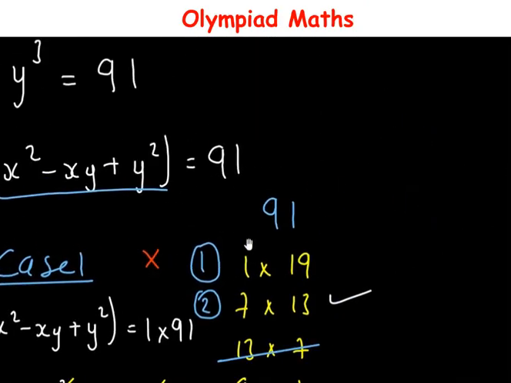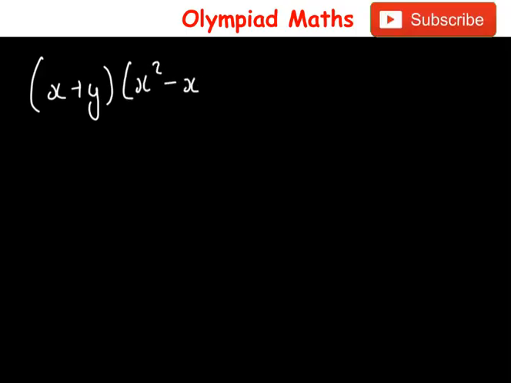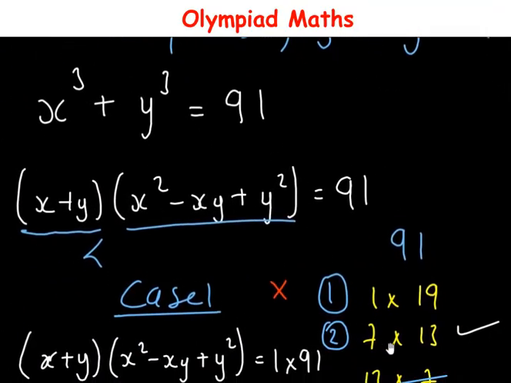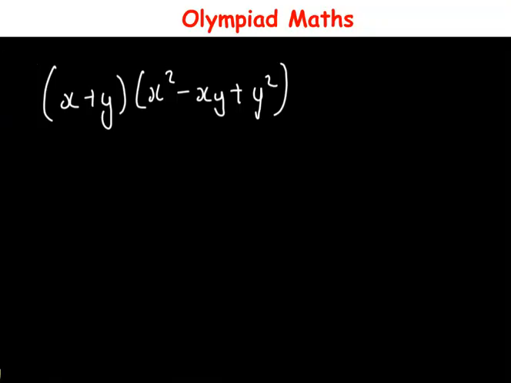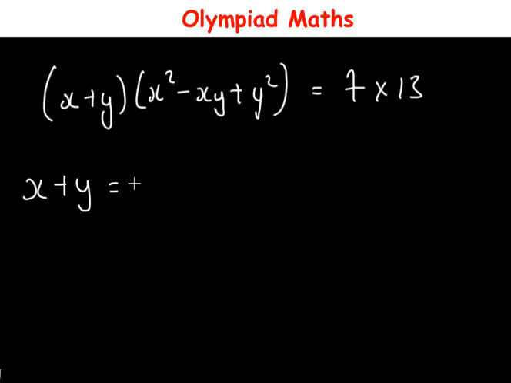So this then becomes, we have this as in bracket x plus y multiplied by x squared minus xy plus y squared. And for case 2, the value is simply 7 times 13 to replace 91. So this equals 7 times 13. And from this, equating them, we have x plus y equals 7, and we have x squared minus xy plus y squared equals 13.